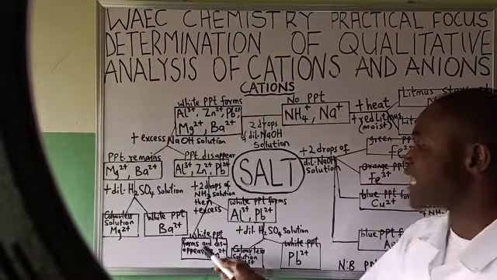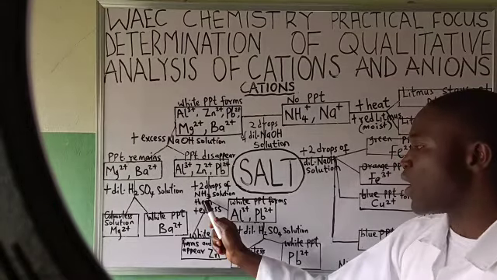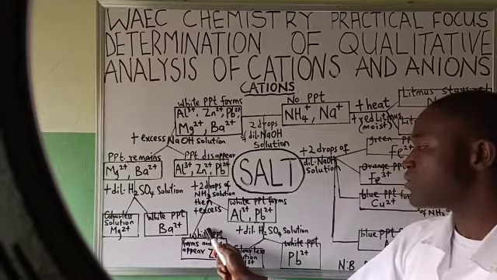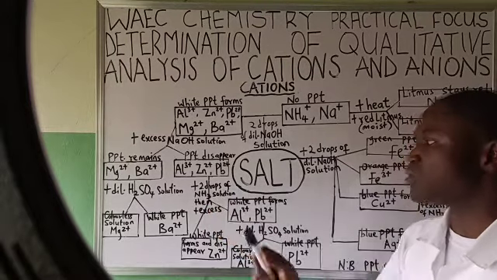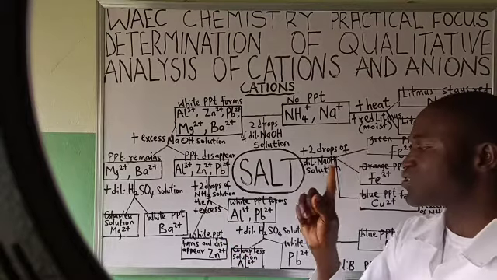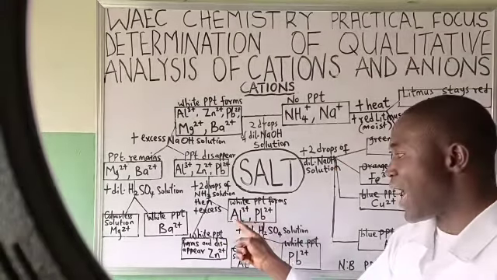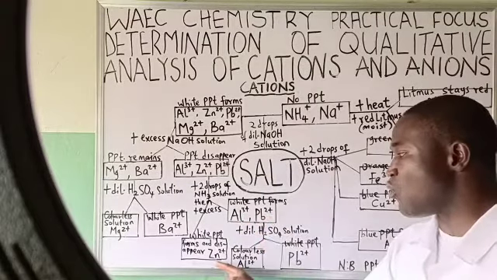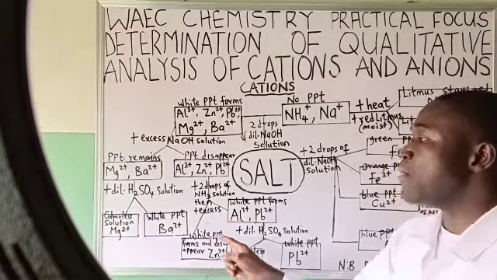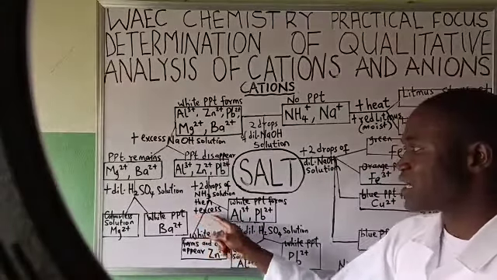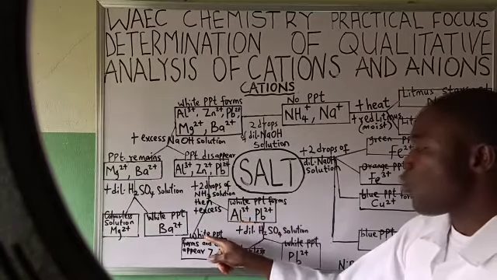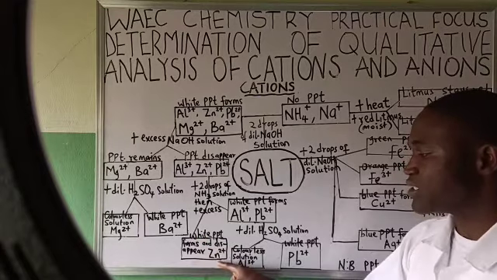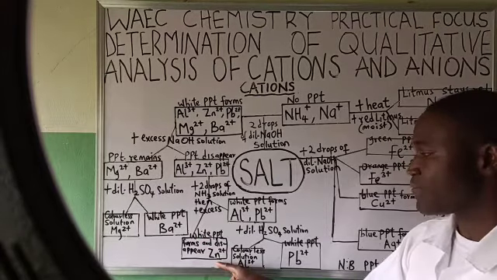What will happen is that a white precipitate will form. When the white precipitate forms, I add 2 drops of ammonia solution. When you see a white precipitate, suspect 2 things: aluminium, lead, and what? Zinc. But when you put excess ammonia solution and the white precipitate disappears, zinc will appear.